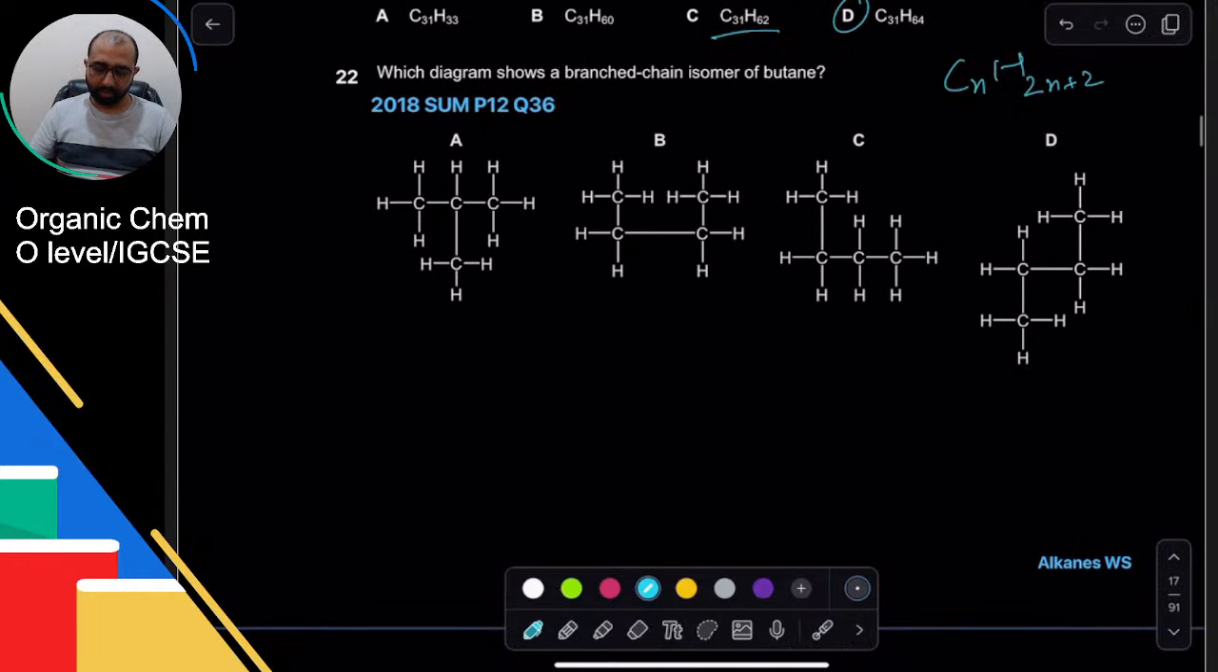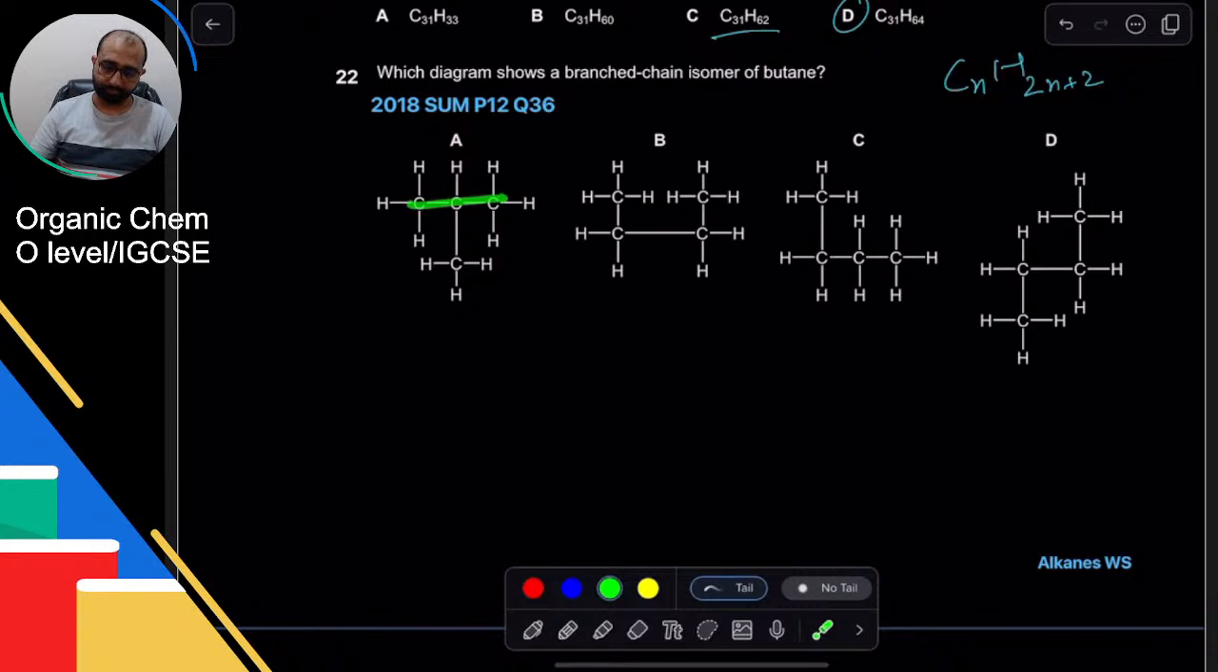It's your choice. Which diagram shows a branch chain isomer of butane? We are looking for C4H10, butane, okay, and it should be branched. Branched means that you should not be able to join 4 in a row. Here, I can join 3, not 4. I can join 4, I can join 4, 4. So B, C and D are wrong because I can join 4, so they are not branched. To be branched I need A. So 4 cannot be joined.